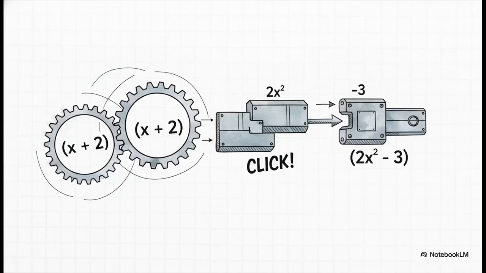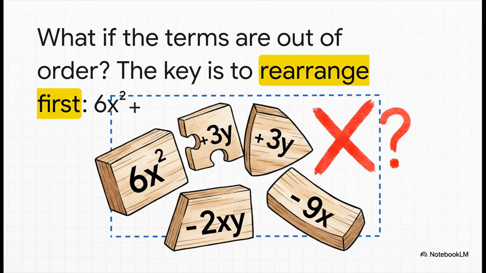We pull out that common x plus 2, and what's left behind is 2x squared minus 3. And there's our final factored form. All right, time for the advanced round. What on earth do you do when the terms aren't in a helpful order to begin with? Check this one out. 6x squared plus 3y minus 2xy minus 9x.